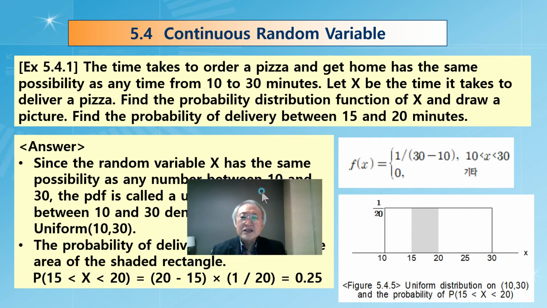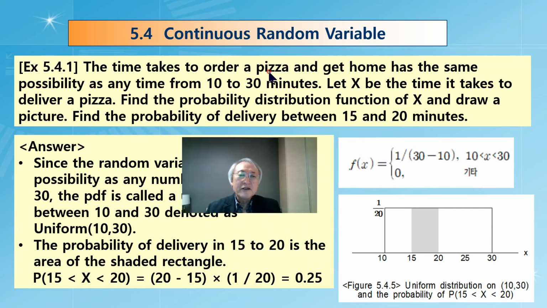Well, as a simple case, let's consider the pizza delivery time is in between 10 to 30 minutes. In mathematical notation, it looks like this. The 10 to 30 minutes, that means the probability density function looks like this. Because the distance here, 30 minus 10, is 20, and if the height is 1 over 20, the whole area is 1. Therefore, this is a correct density function. We call this a uniform distribution between 10 and 30.